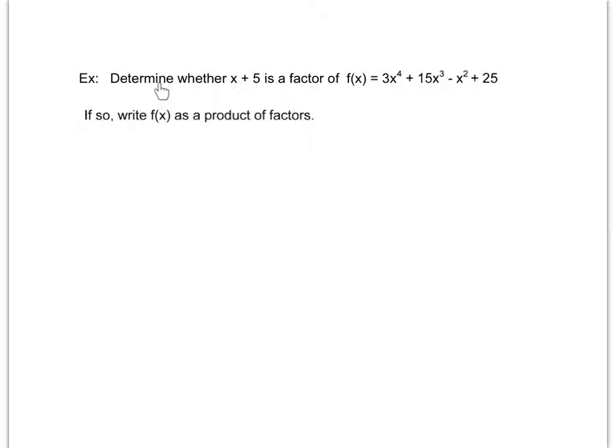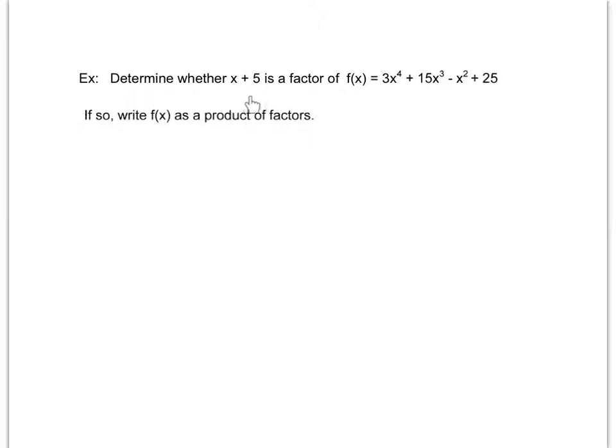Okay, let's find out whether x plus 5 is a factor of 3x to the 4th plus 15x to the 3rd minus x squared plus 25. It may or may not be. Let's see. We're going to see if it's a factor by dividing x plus 5 into this one. If the remainder comes out to be 0, then x plus 5 is a factor. If when we divide x plus 5 into this, we come out with a remainder, then we know x plus 5 is not a factor. So let's do this synthetically. Of course, we can do this synthetically.